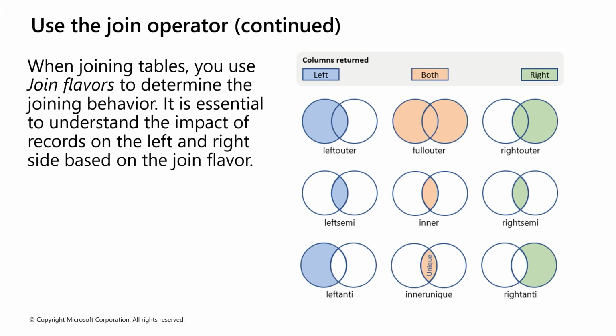Then we have inner unique. Like inner, but it assumes the right side has unique keys. Choosing the right join flavor depends on your goal, whether you're enriching data, filtering it, or ensuring completeness.